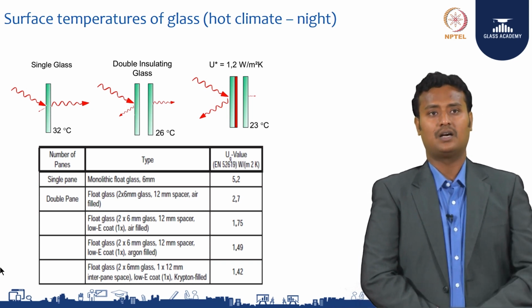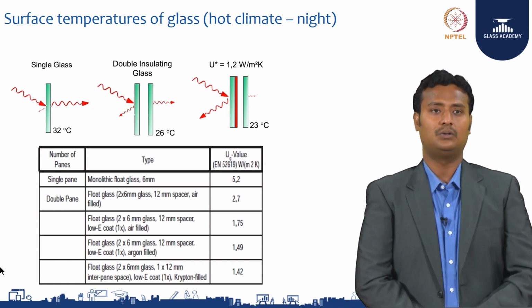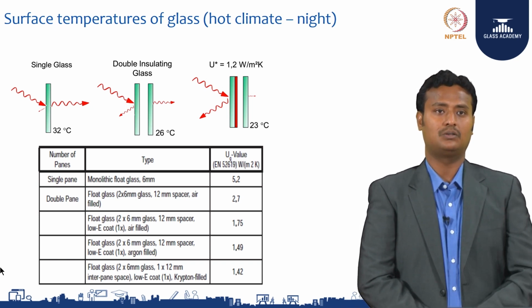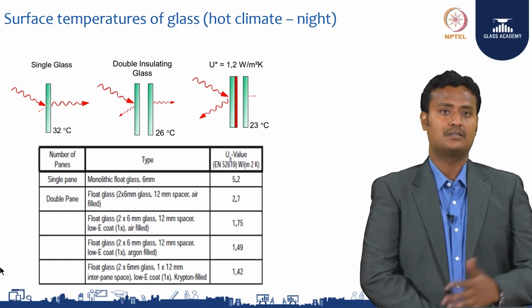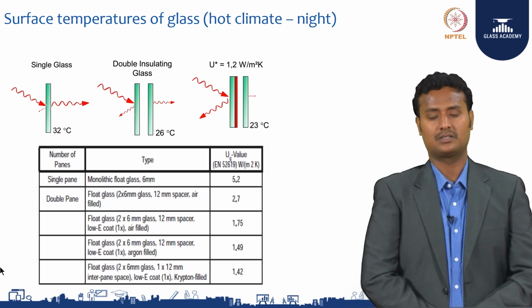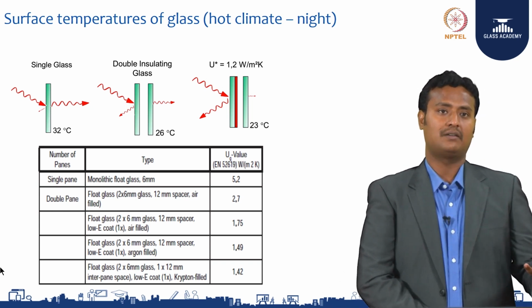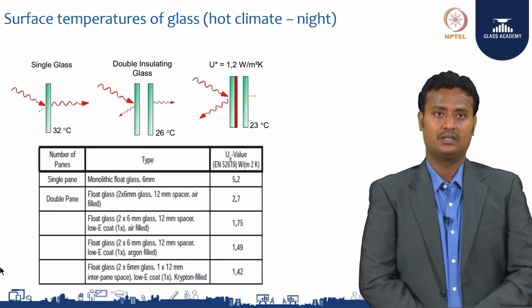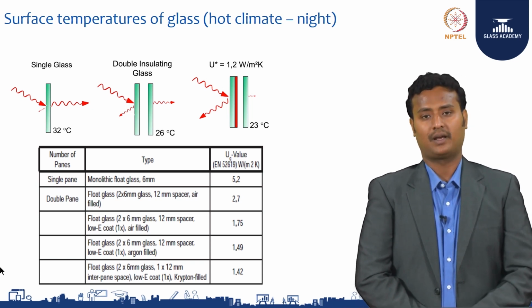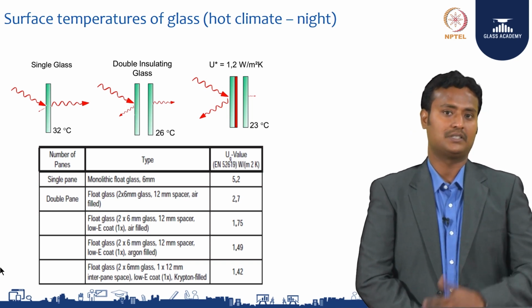The same float glass, 6 mm thickness, 2 layers, 12 mm air gap, low-E coated with argon gas, which is an inert gas that is filled. We are going to discuss what argon gas is later. So if, instead of normal dry air, you use argon gas, you will have 1.49 watts per meter square Kelvin, basically the U value.